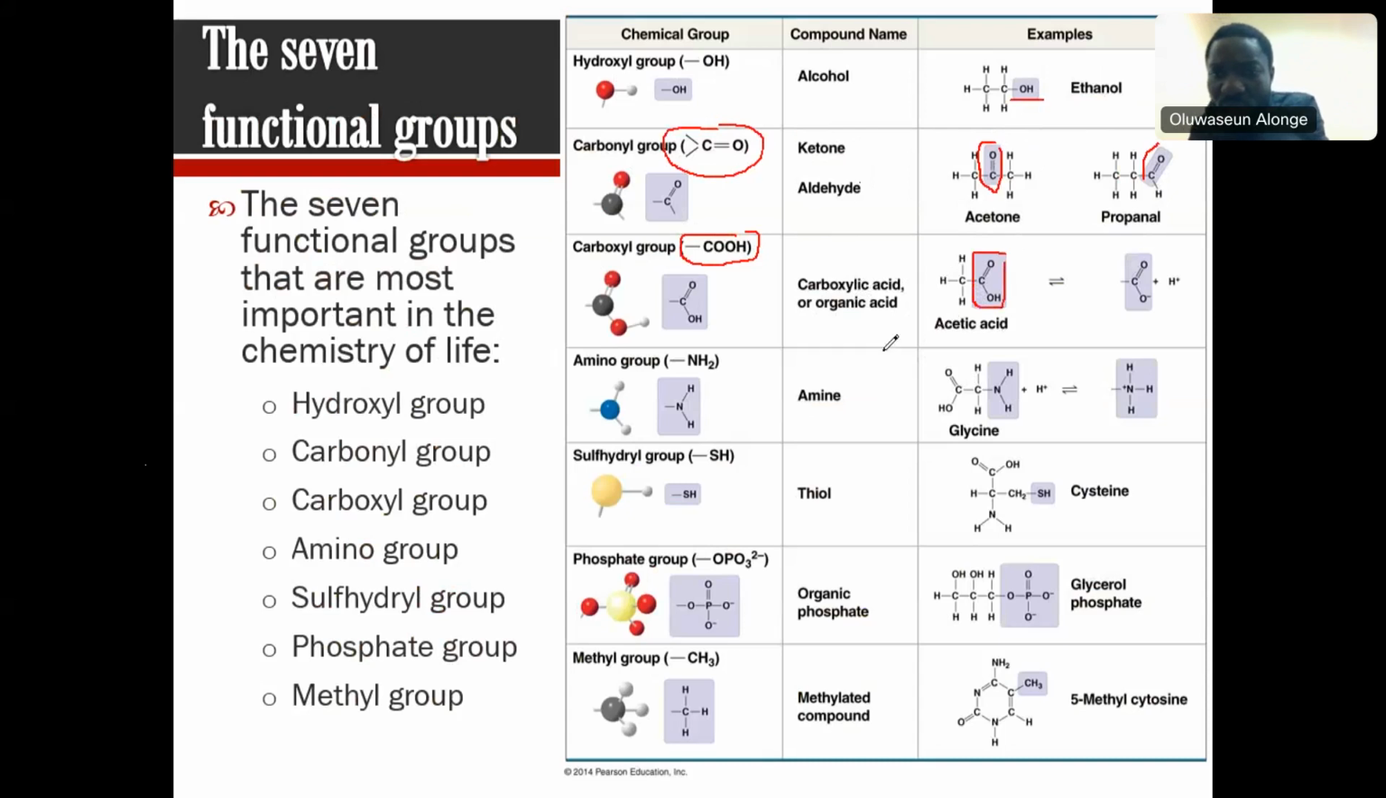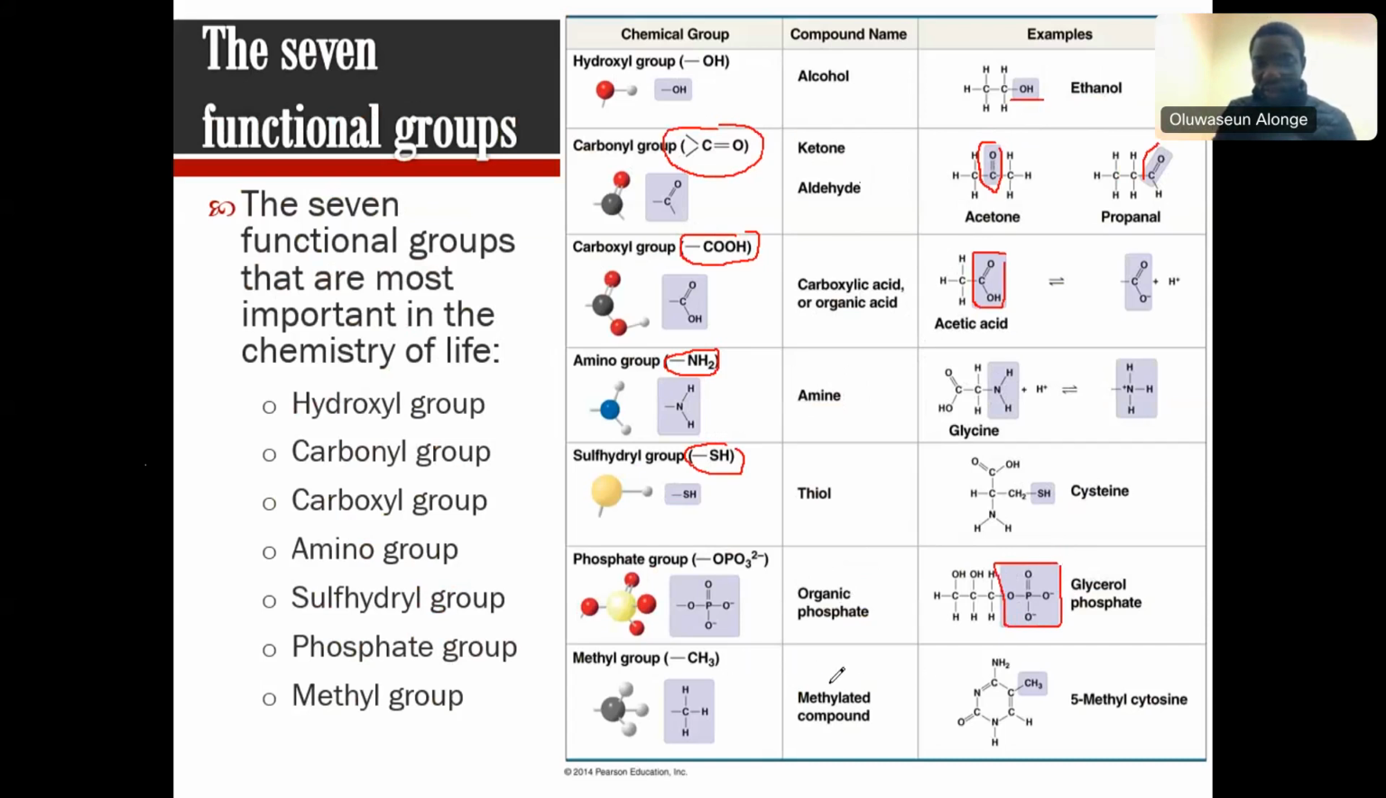Now, an amino group is right here, NH2. And so that's an amine, that is glycine, which is an amino acid. Then SH is sulfhydryl, and you can see thiol there. All right. This is also an amino acid. Now, when you come here, you see phosphate, which is also part of nucleic acid. DNA has phosphate, we'll talk about that.